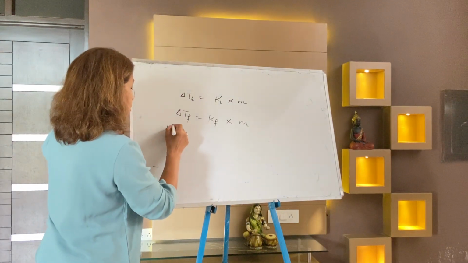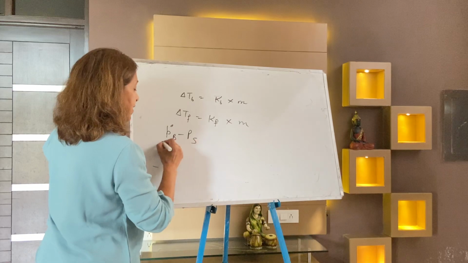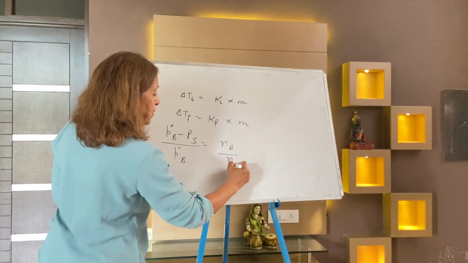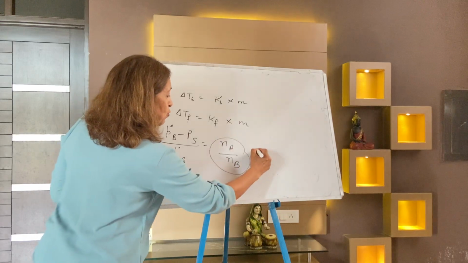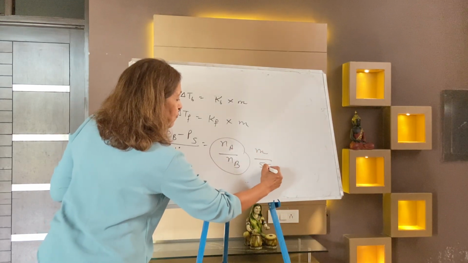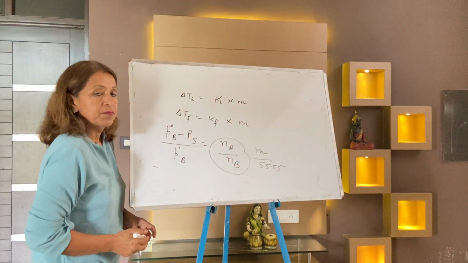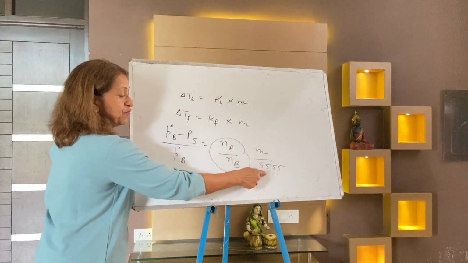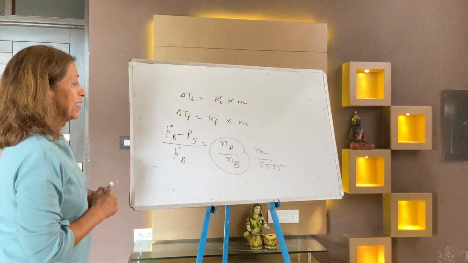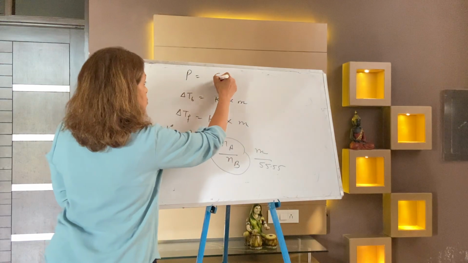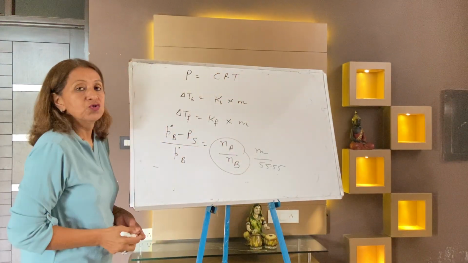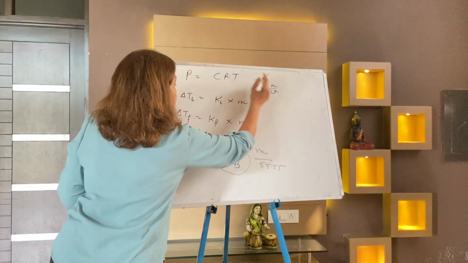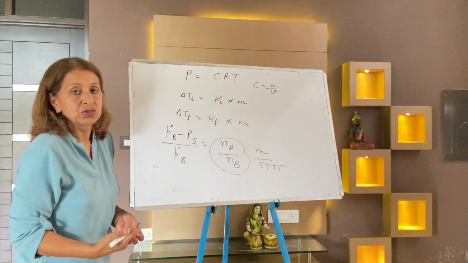Next is P naught B, B for solvent, minus PS by P naught B is equal to NA by NB, or you may write it as molality by 55.55. Molality comes direct, but here it is 55.55. Fourth one left: osmotic pressure is equal to CRT, concentration. You know, concentration is N by V. All these formulas we will use during solving the questions.